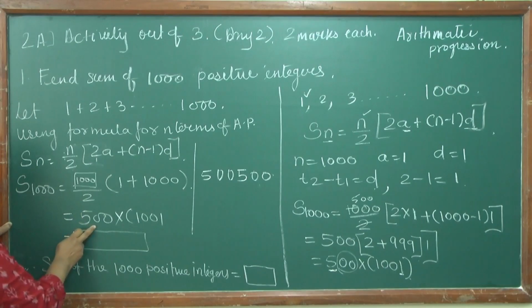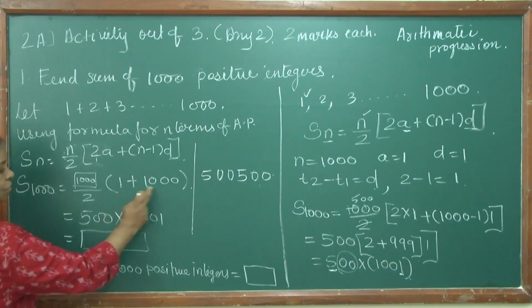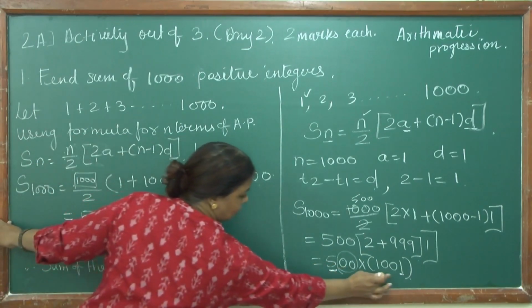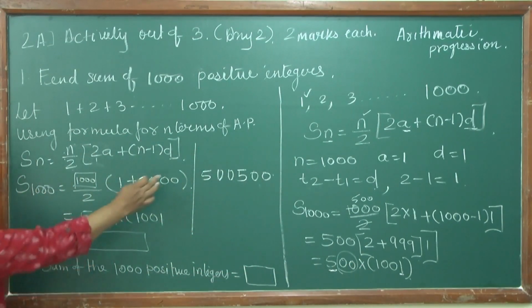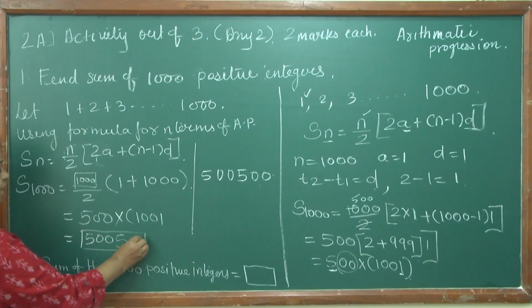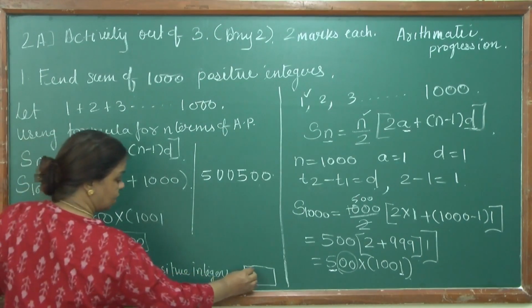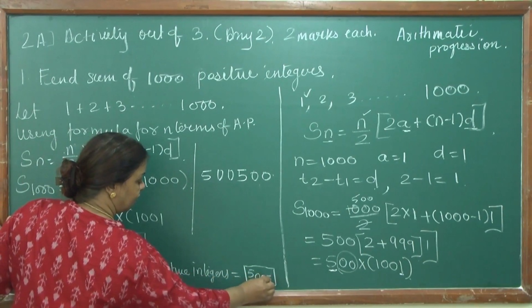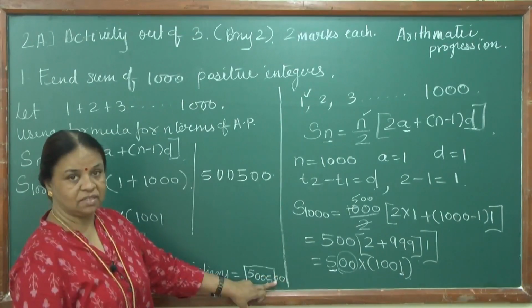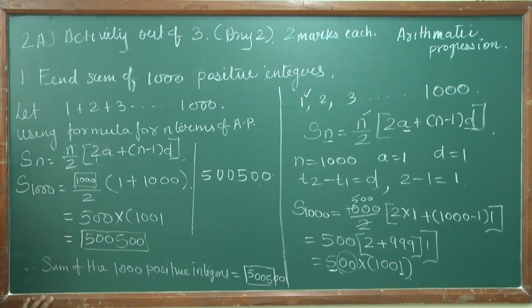So if you divide, you get 500. See, we have already got 500 into, when you add it, 1001. Even here we got 1001. When multiplied, the final answer is 500,500. So the sum of the 1000 positive integers is 500,500. Total sum of 1000 positive integers. You can pause the video and you can solve the sum.